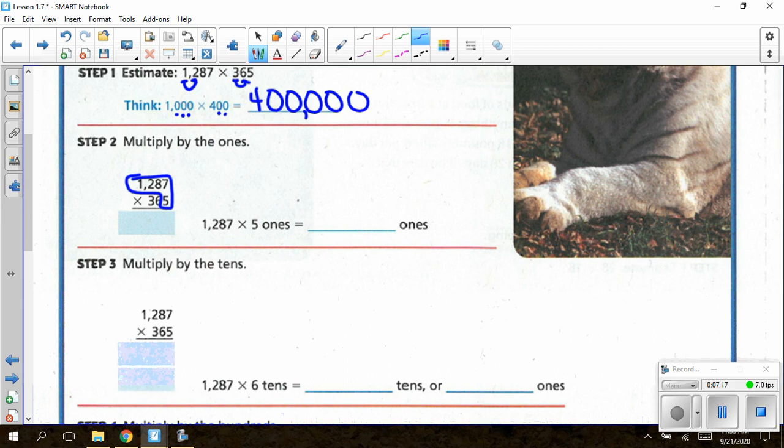So 5 times 7 I know is 35. Drop my 5, regroup my 3 above the tens place. 5 times 8 is 40, plus 3 gives me 43. Drop the 3, regroup my 4 above the hundreds place. 5 times 2 is 10, plus 4 is 14. Drop my 4, regroup the 1 above the thousands digit. And finally, 5 times 1 is 5, plus 1 is 6. So for my first partial product, I see that 1,287 times 5 is 6,435. Especially when working with partial products, please do not place a comma. Those commas can be mistaken for ones when we add the partial products together.